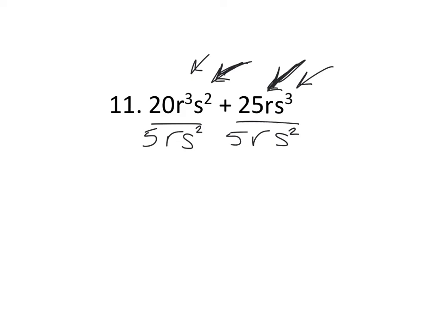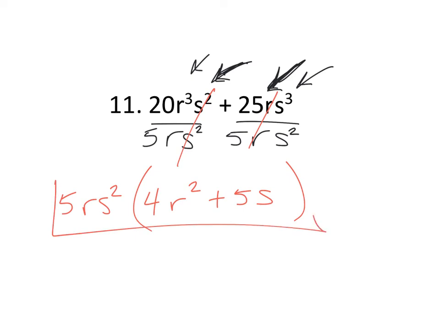Alright, so now I'm going to do 20 divided by 5, which is 4. R cubed divided by r is just r squared, and then these will cancel. Plus 25 divided by 5 is 5. The r's will cancel. S cubed divided by s squared is going to get you just s. And then I will pull out that 5r(s) squared, because you have to make sure you have every single piece.